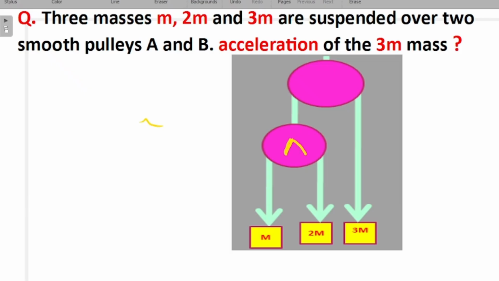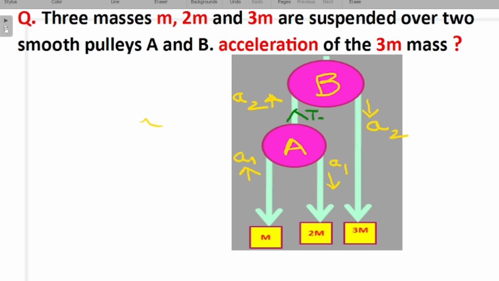Today we'll solve a numerical where three masses m, 2m and 3m are suspended over two pulleys, which I have marked over here as A and B, and the arrangement of the suspension is shown as in the figure, right? So let us assume the acceleration of the two portions to the left and right of pulley B is a2, and similarly the acceleration on the left and right of pulley A, as per the suspension, is a1, right?